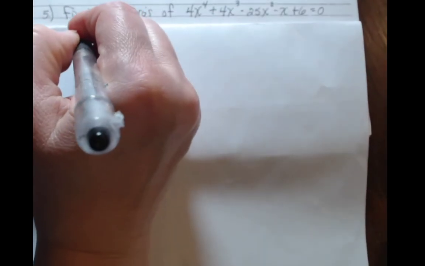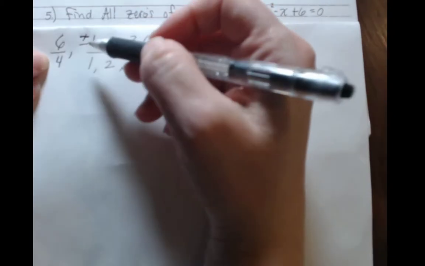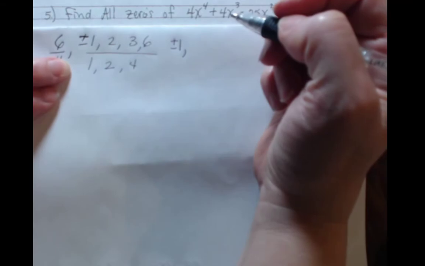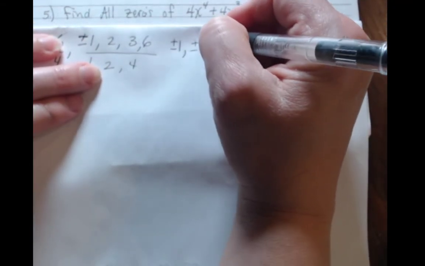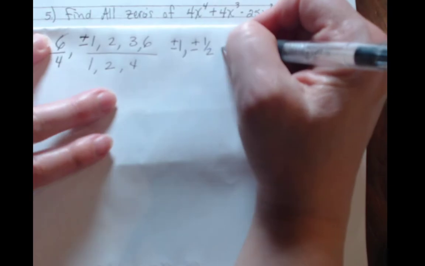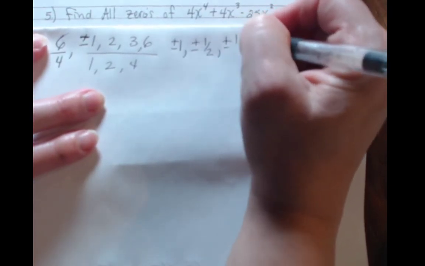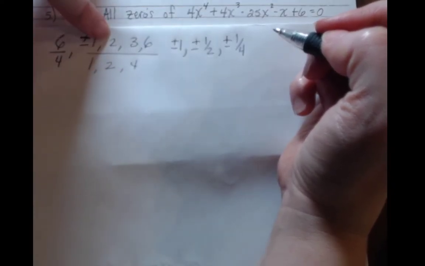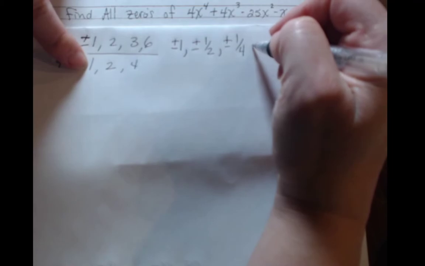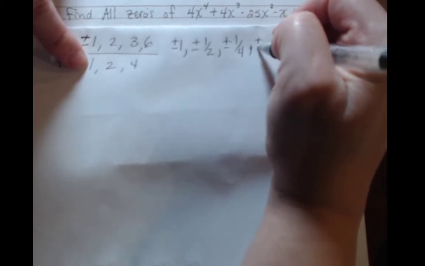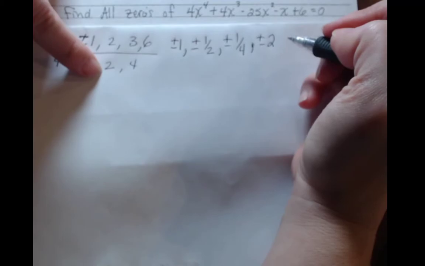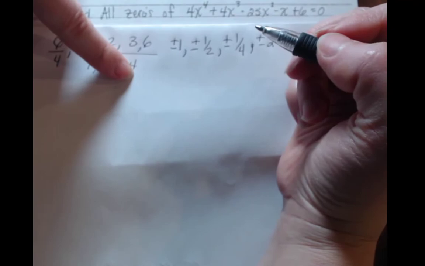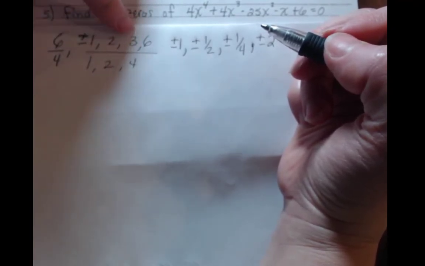So plus or minus, I'll just put that out front. So we have 1 over 1. That's 1. So we have plus or minus 1, plus or minus 1/2, and plus or minus 1/4. Then we have 2 over 1, plus or minus 2. 2 over 2 we've already covered because 2 over 2 is 1. 2 over 4 we've already covered because 2 over 4 is 1/2.